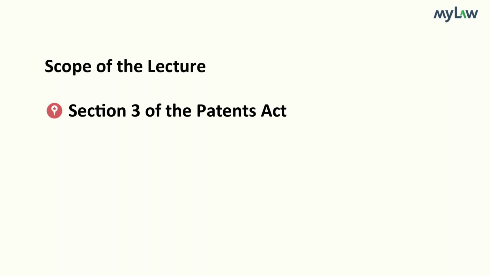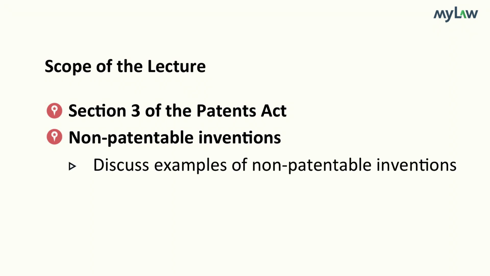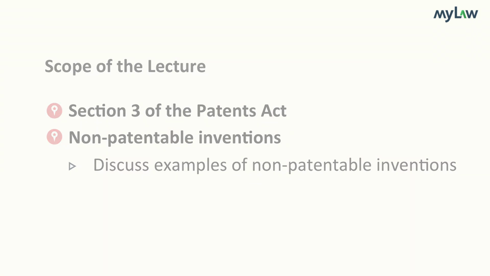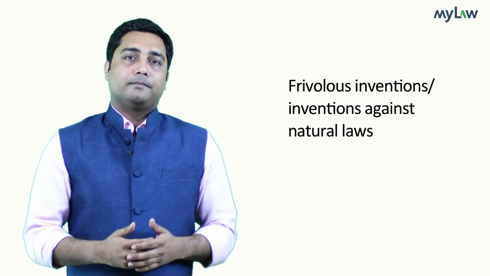The different components that we will look at are Section 3 of the Patents Act, which deals with non-patentable inventions. We will discuss non-patentable inventions by way of illustrations. Starting with Section 3A, which deals with frivolous inventions or inventions against natural law. Let's understand this by way of an illustration.